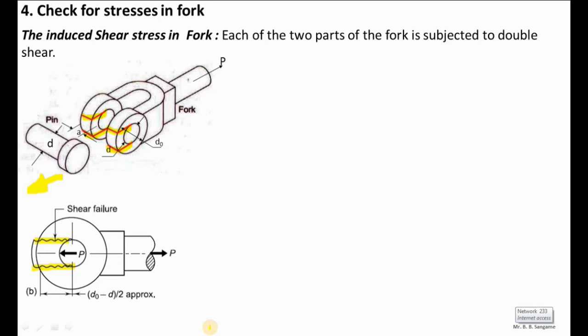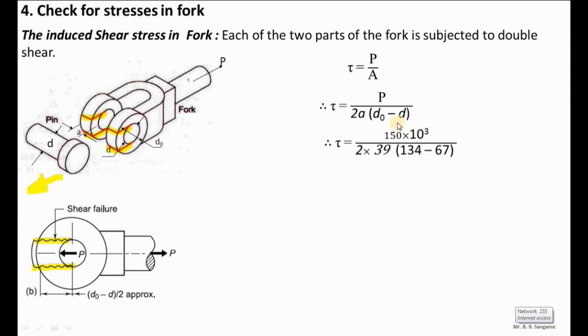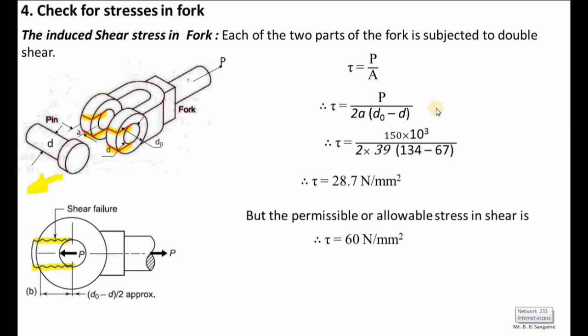So here tau, that is the induced shear stress, will be equal to p divided by a. Here the area is 2a into do minus d for the double eye of the fork. When you put the values of a, do, d and p, let us calculate the induced shear stress. As per the calculation, it is 28.7 Newton per mm square. This is the induced, and the allowable or permissible shear stress is 60 Newton per mm square. Once again, the induced stress is less than the permissible one. So our design is safe. Design of the fork in tension and shear is safe.